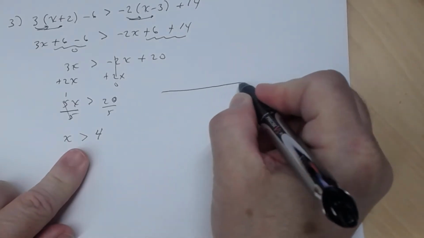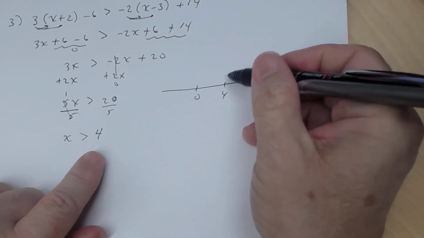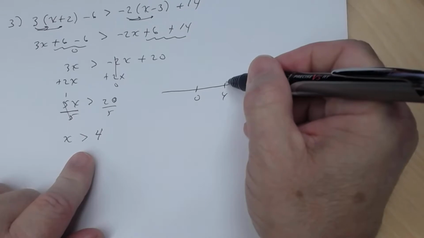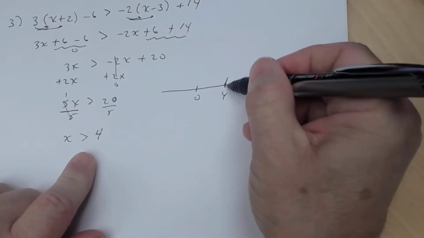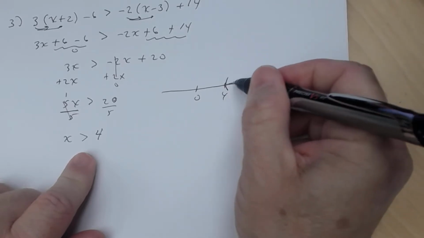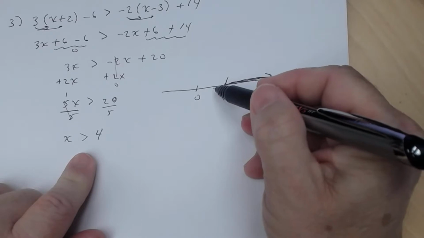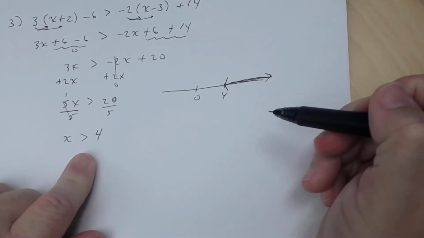So the graph, if this is 0 and this is 4, you put either parentheses or an open circle. I'm going to use parentheses this time. So I'm going to put a parenthesis and it's going to the right. Make it look like a parenthesis, and then going to the right. And make sure the parenthesis is on the 4. Don't draw it in front or in back. It's got to be on the 4.